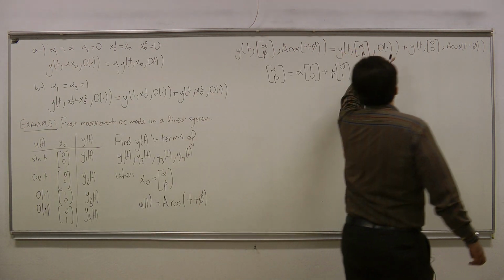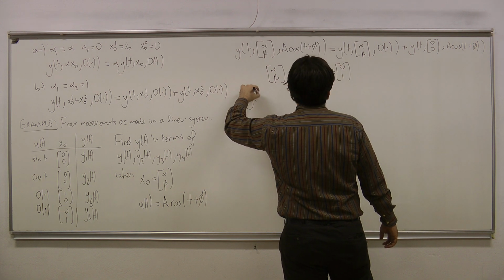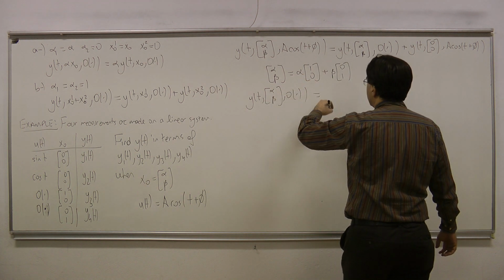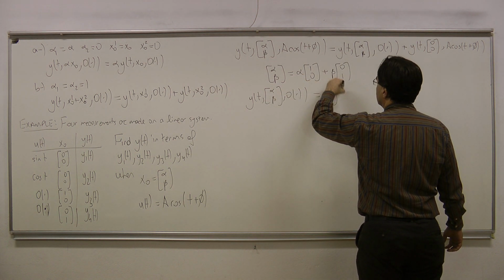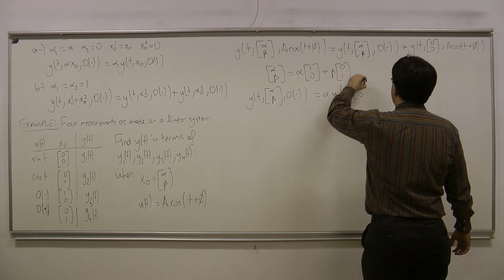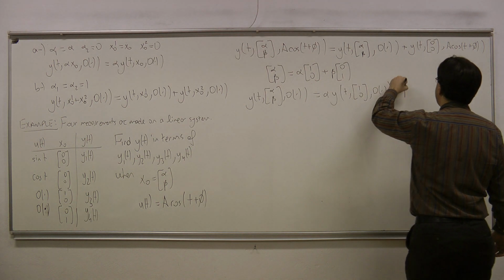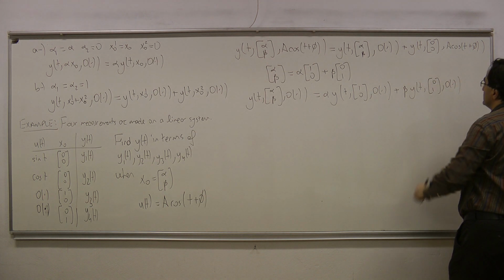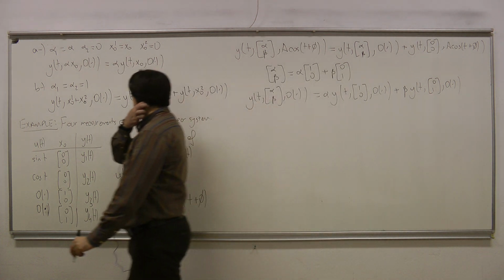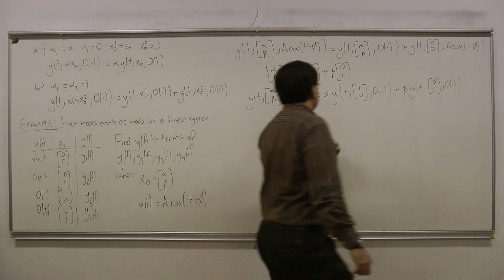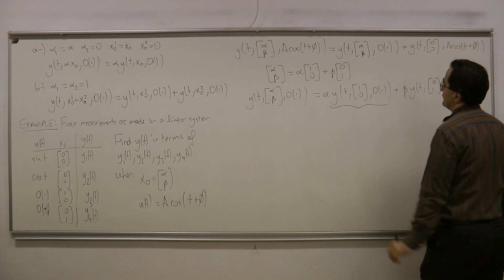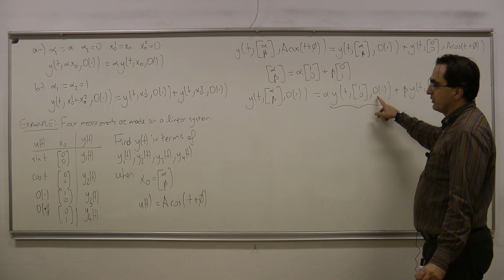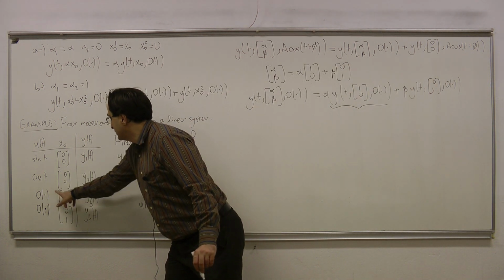As a result, I can write this response as y(t) with initial condition (alpha, beta) and zero input, equal to alpha times y(t) with initial condition (1, 0) and zero input, plus beta times y(t) with initial condition (0, 1) and zero input. Okay? But what is this? This is the output of the system that we would get when I give the system this initial condition with zero input. That is nothing but y3.